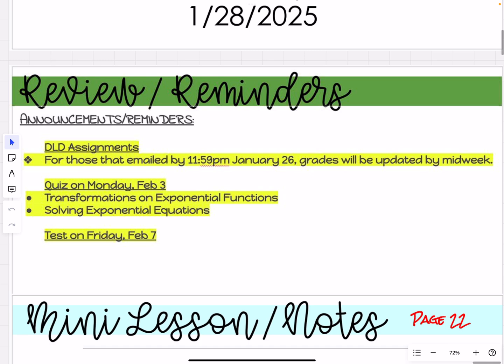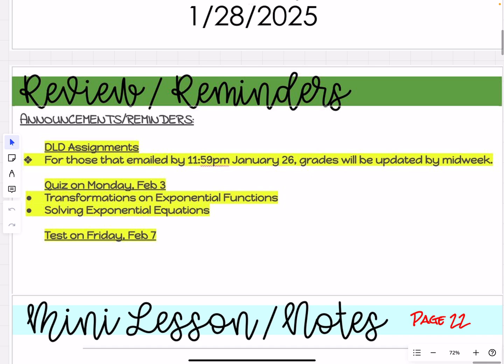Again, if you happen to be one of the people who emailed me over the weekend, I'm getting through those emails and revising grades. That is in process. Our next quiz will be Monday on February 3rd, and there will only be two topics on it. One will be transformations, and one will be solving exponential equations.